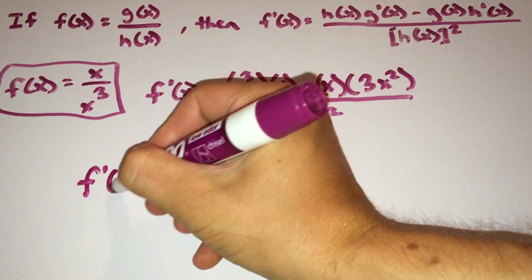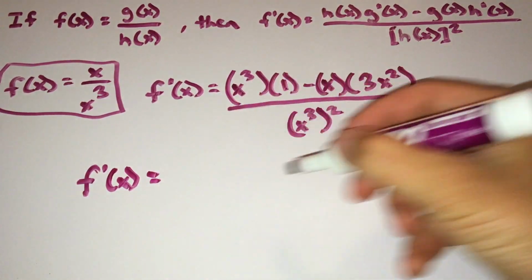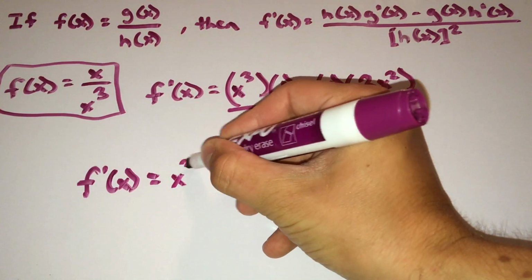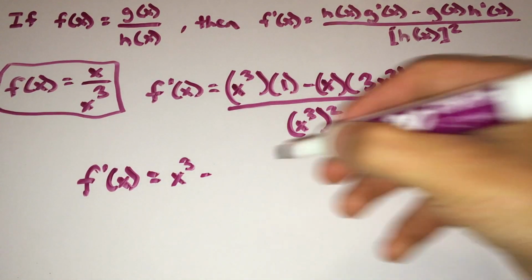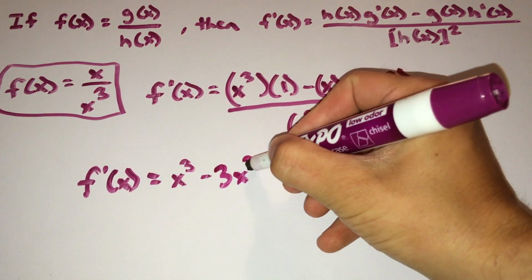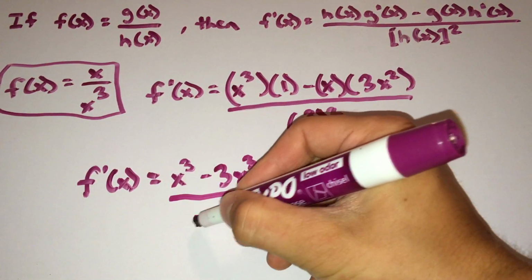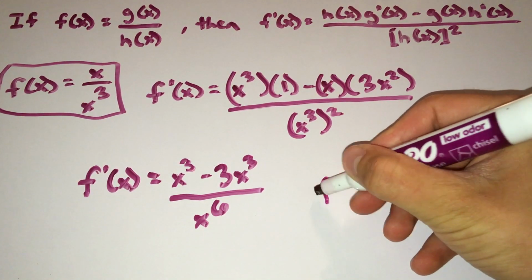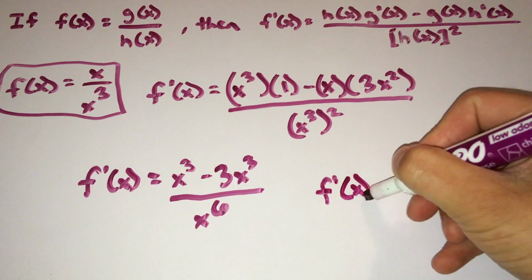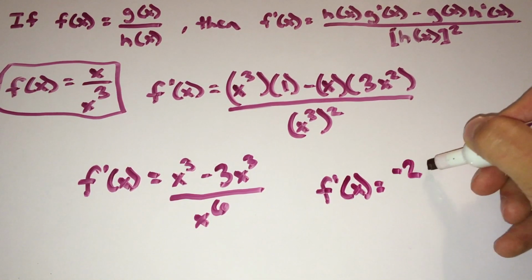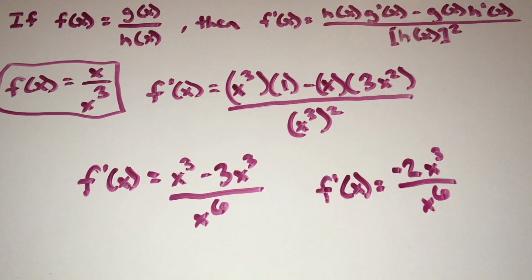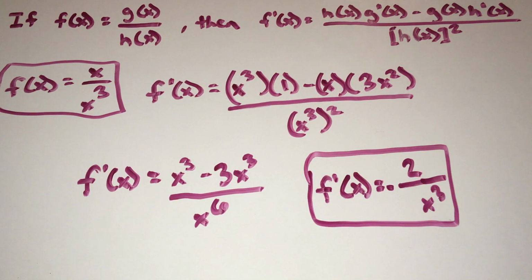And from here we can simplify. X cubed times 1 is just x cubed, and x times 3x squared is 3x cubed, and on the bottom we'll have x to the 6th. Now x cubed minus 3x cubed is negative 2x cubed, and then divided by x to the 6th. Now we can simplify. Our final answer will be negative 2 divided by x cubed.